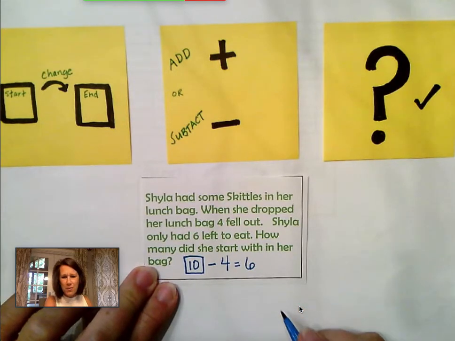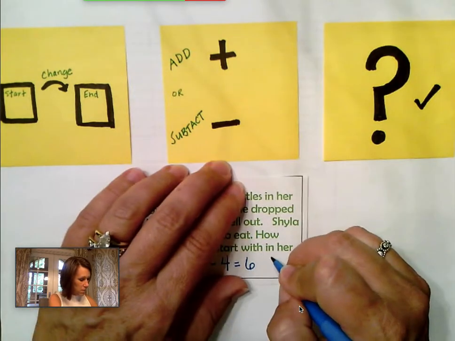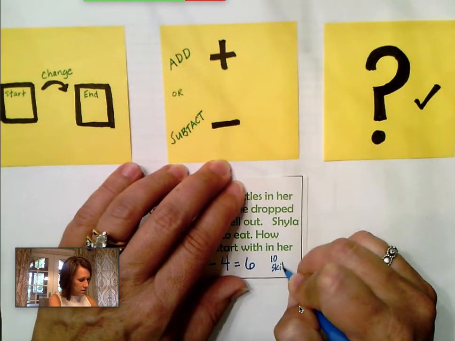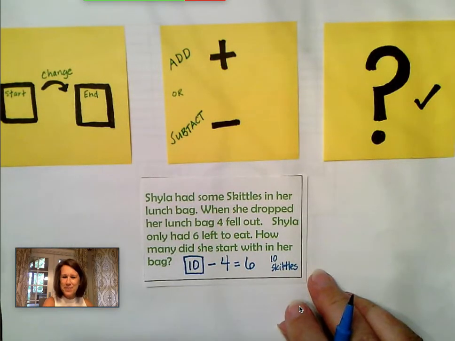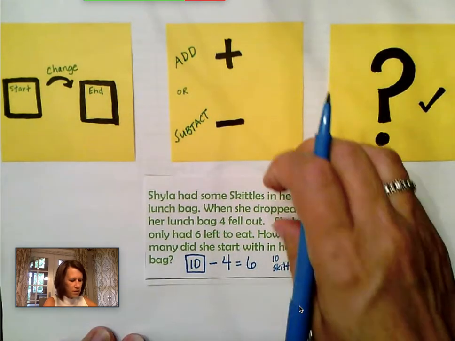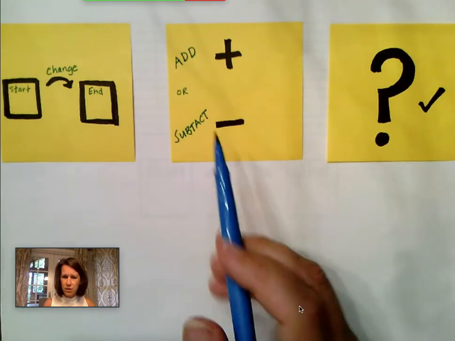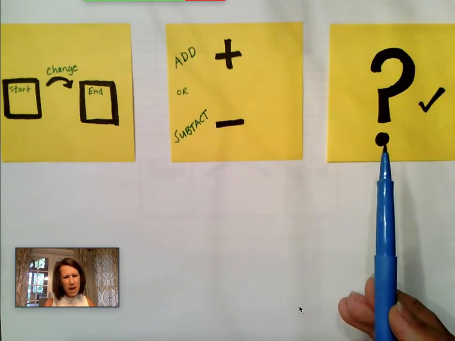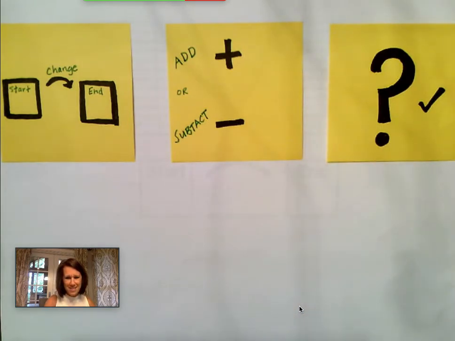10 minus 4 equals 6. How many did she start with in her bag? I'm going to answer 10 Skittles. It's kind of a nice little snack. So mathematicians, when we're solving stories and we want to figure out how they started, what changed, and how they ended, we can use math to solve it. And then we always want to go back and check the question and make sure that our answer makes sense.